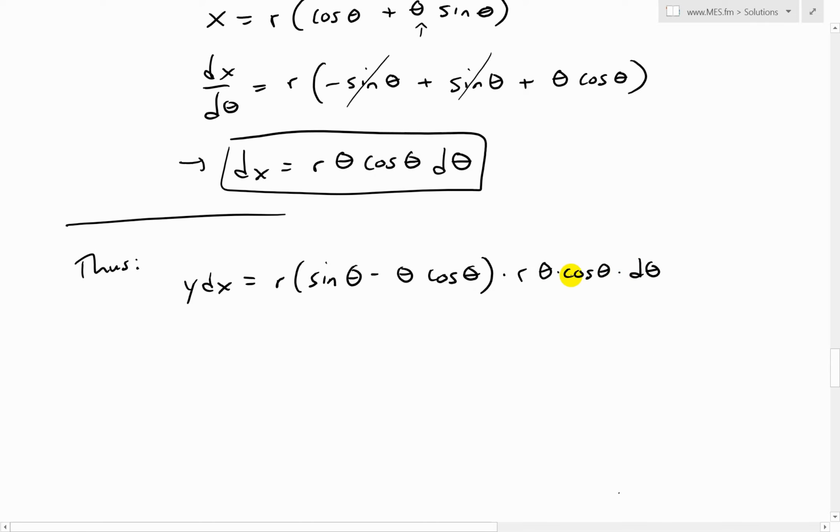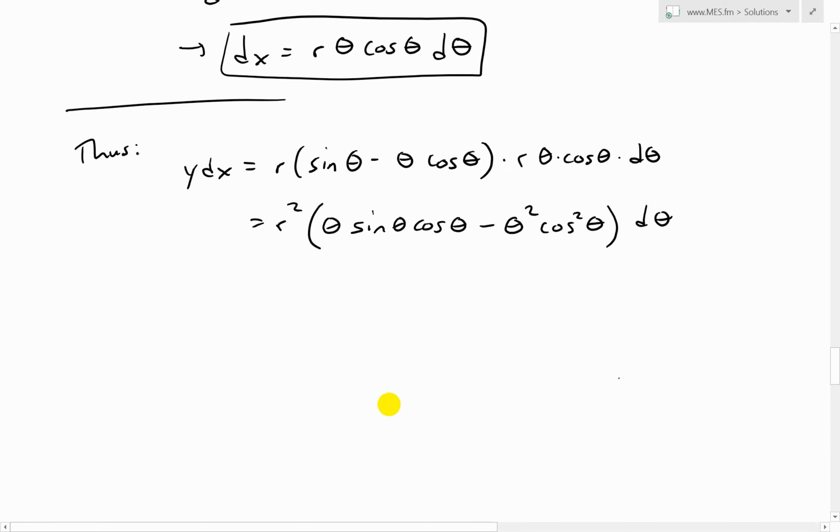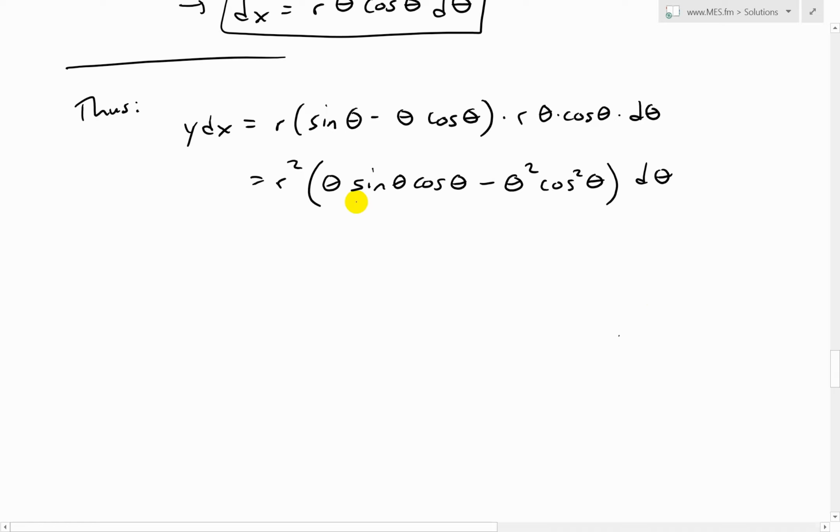Yeah, like this. Now if you multiply that out, what we get is r, and then we have an r squared here, the theta goes into there, so we have theta sine theta cosine theta, and then we have a minus, then a theta, so we just took the r out of both of them, and then theta times theta there, we have theta squared, and then cosine squared, like that, and then take the d theta out, just leave it on the outside, like that, so d theta. Yeah, so now we could simplify this even further by looking at this sine cosine right there.